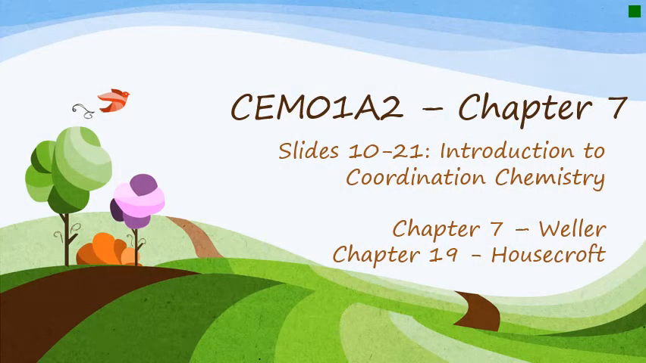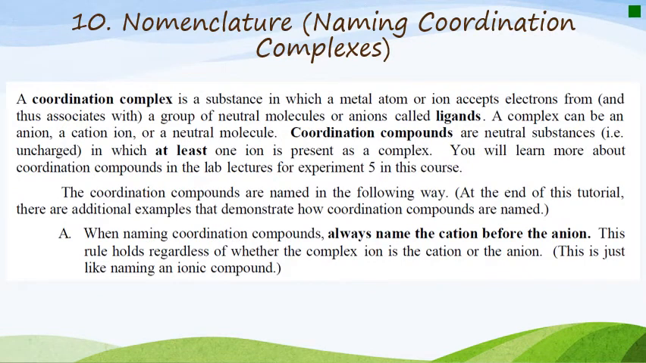Hello again. This is the second part of Unit 7 in terms of coordination chemistry, and this section is going to deal with naming. And you know that big fancy word, nomenclature. Okay, so these slides give a set of rules in terms of how to do the naming.